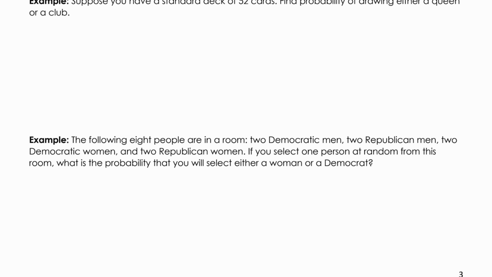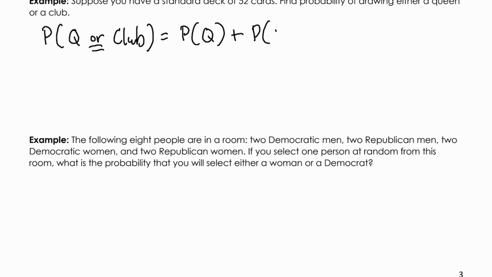Next example, suppose you have a standard deck of 52 cards. Find the probability of drawing either a queen or a club. I want to find the probability of getting a queen or a club. With or statements, we use the formula: the probability of getting a queen plus the probability of getting a club, and then we subtract any overlap.